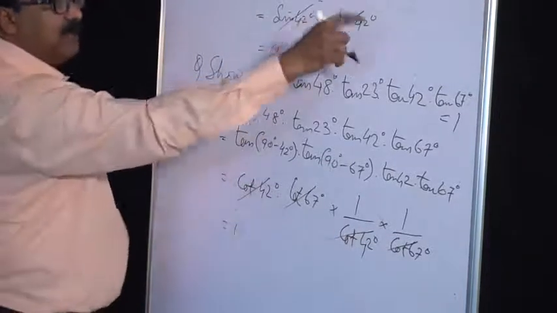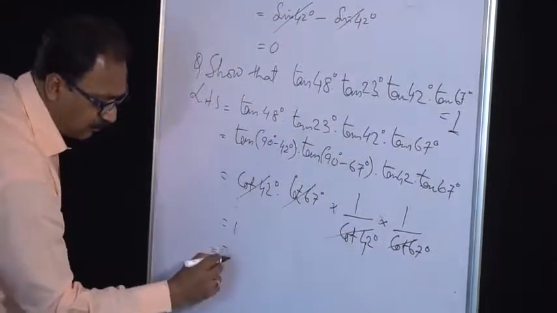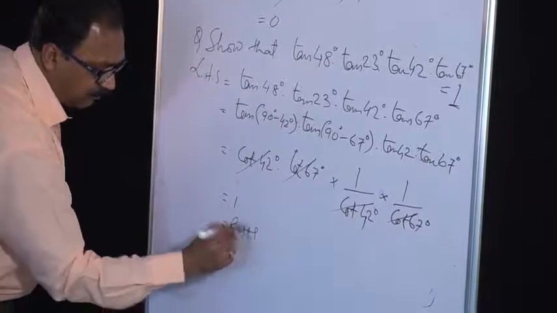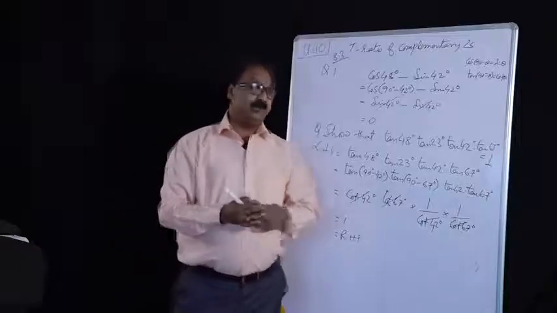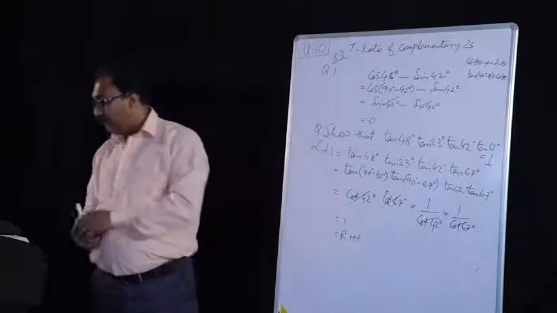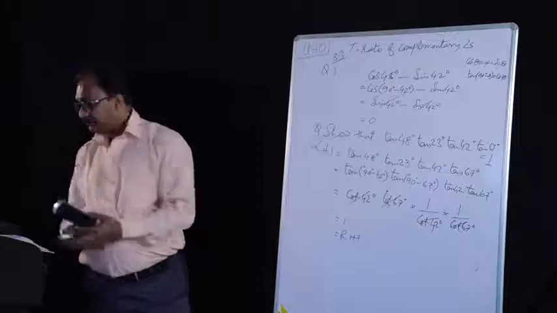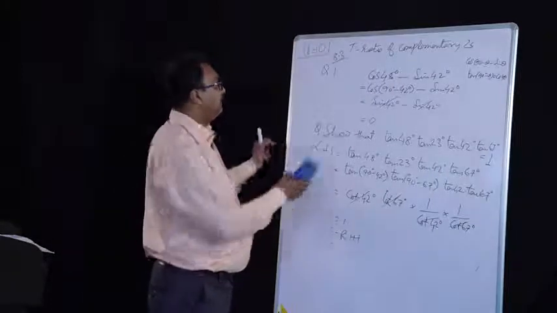And what do you have in the right hand side? 1. See, right hand side 1. So we got it. This is the answer. So you can write left hand side equal to right hand side. This is the way some questions we have to solve like this. Clear? Now we come to another question on trigonometric functions. Clear?